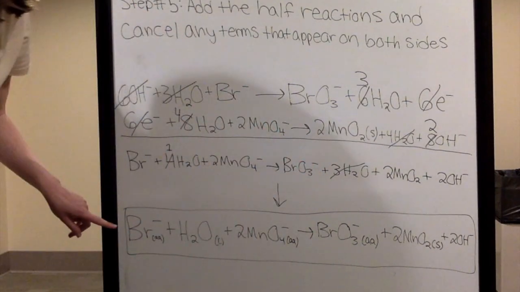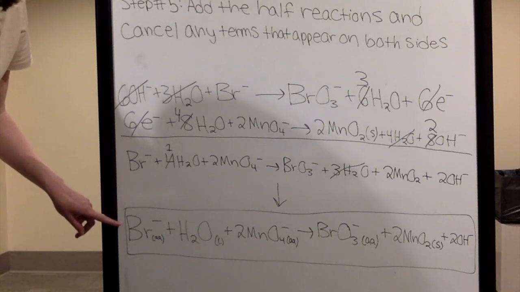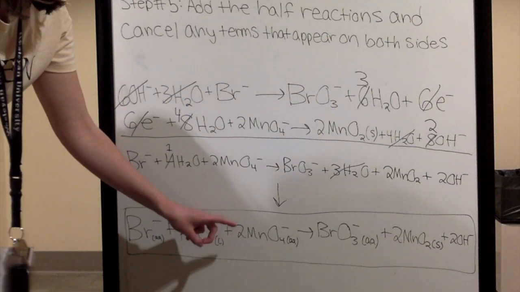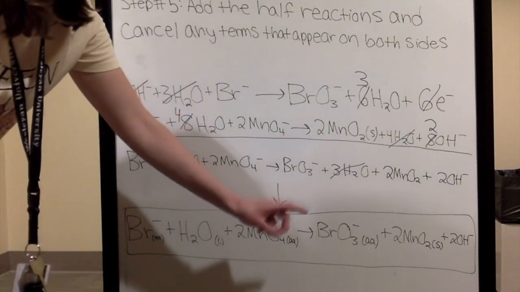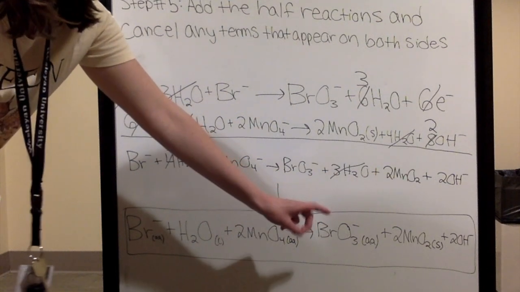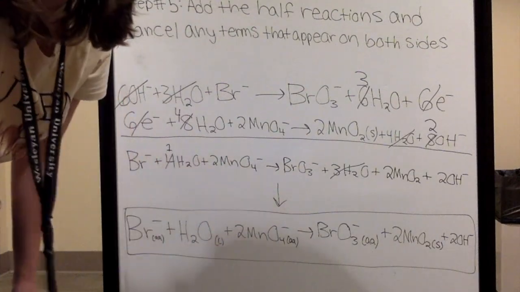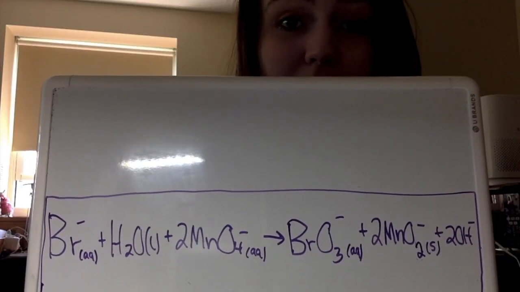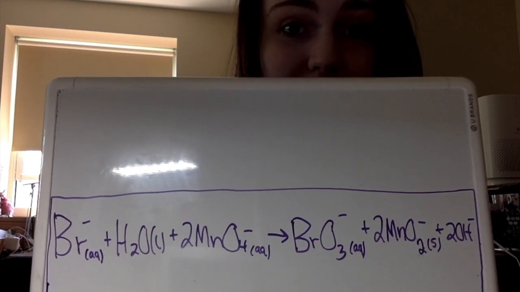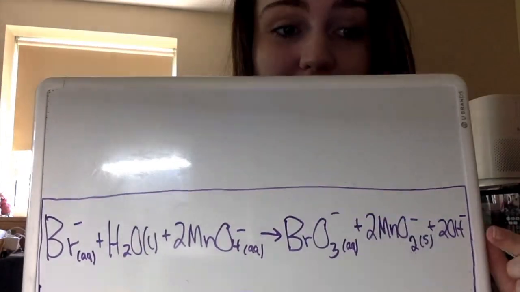leaving you with the final balanced equation: bromine anion plus water plus 2 permanganate anions yields bromate anion plus 2 manganese dioxides plus 2 hydroxides. In summary, in this problem we were asked to balance a chemical reaction in basic solution. We did so through a series of steps which led us to the final answer here.